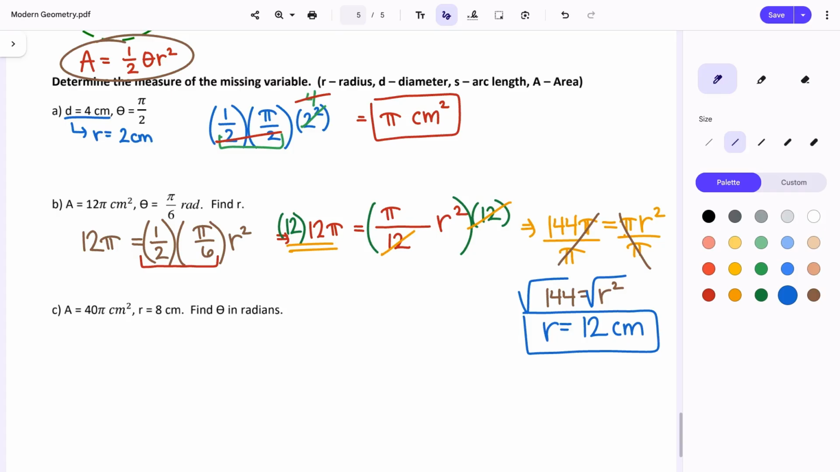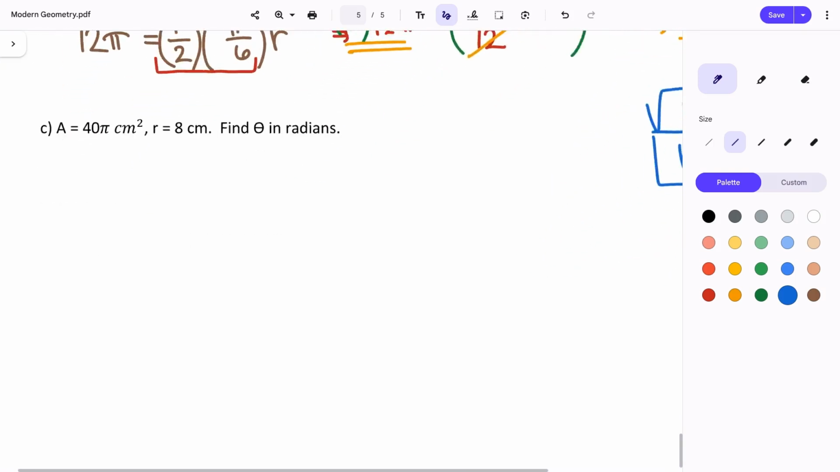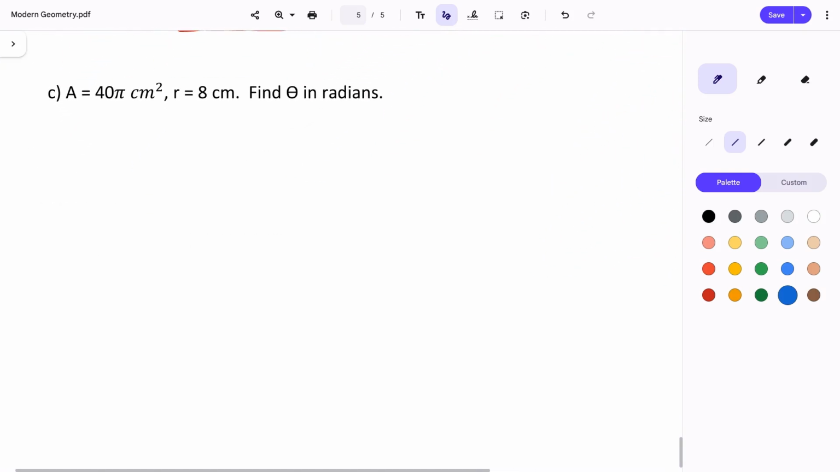Let's take a look at the last one here, letter C. Kind of similar in what we were given up above, in that they're giving us the area again. But this time, they're giving us the radius, and they want us to find theta. Okay, so again, here's our formula that we're working with. Area is equal to 1/2 times theta r squared. What are we plugging in for what? You guys tell me what we can put in where.